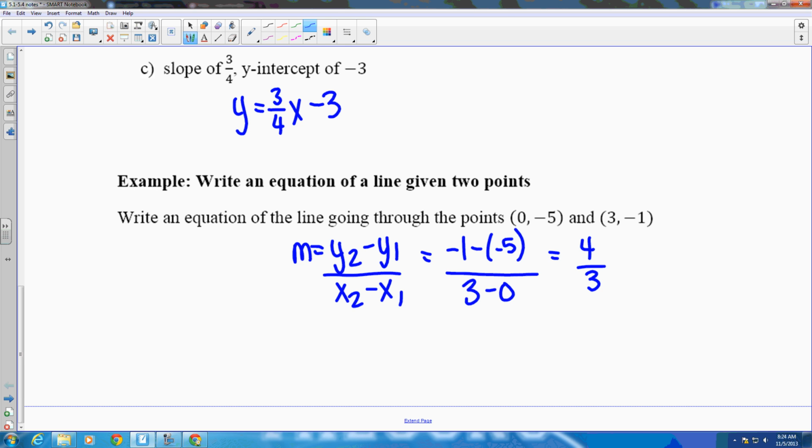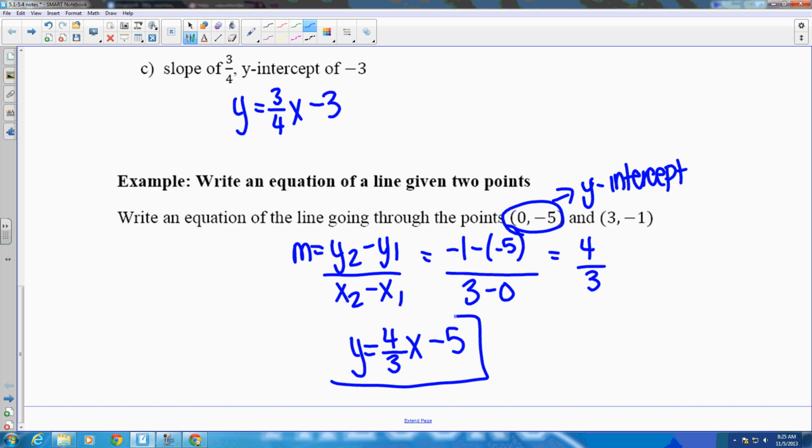And now we need the y-intercept, which is this point right here, 0, -5. Whenever you have a 0 as the x value of your point, you know that that's the y-intercept. So our equation is y equals 4/3 x minus 5.